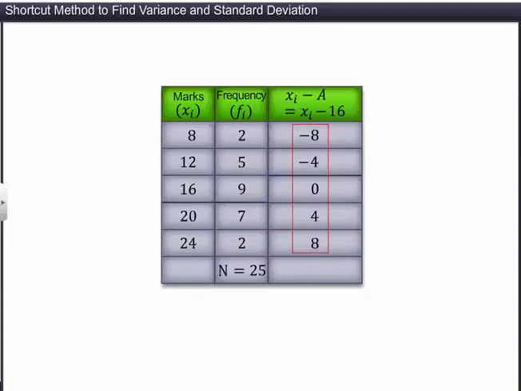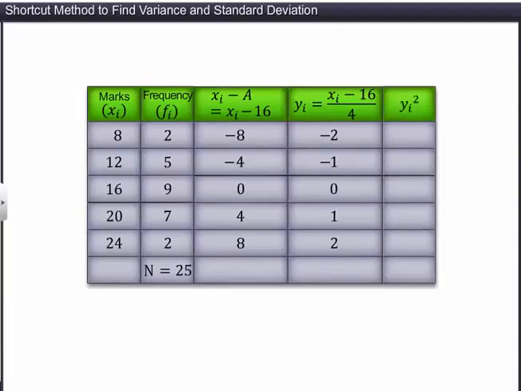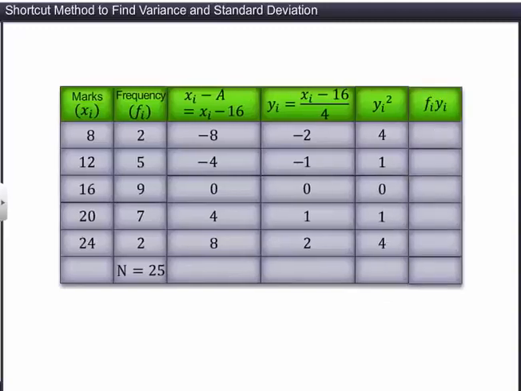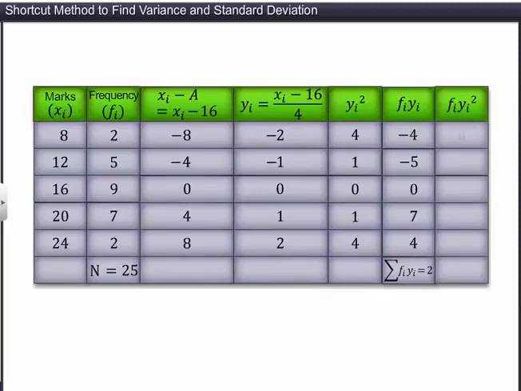Next, yi is equal to (xi minus a) whole divided by h. The values of the yi's are calculated as -2, -1, 0, 1, 2. The squares of the yi's are obtained as 4, 1, 0, 1 and 4. The products of fi and yi are -4, -5, 0, 7 and 4 respectively. The sum of the products of fi and yi is equal to 2. Next, the products of fi and yi squared are equal to 8, 5, 0, 7 and 8 respectively. The sum of the products of fi and yi squared is 28.